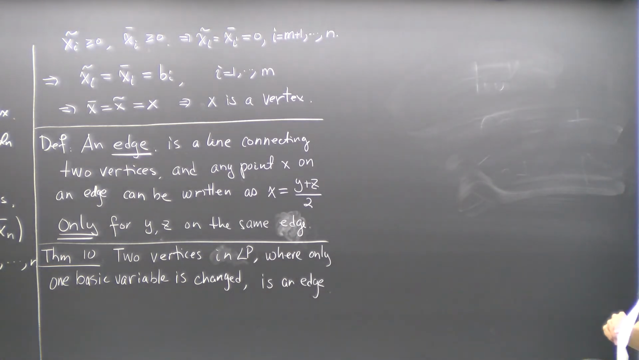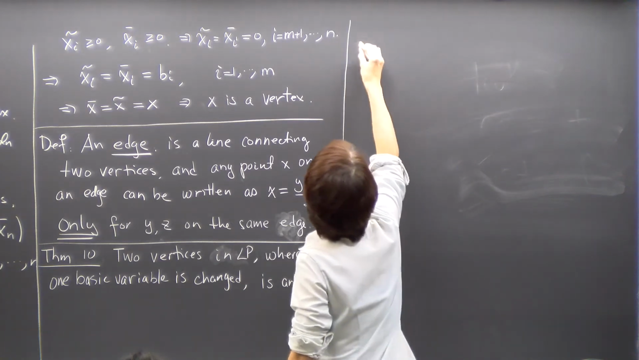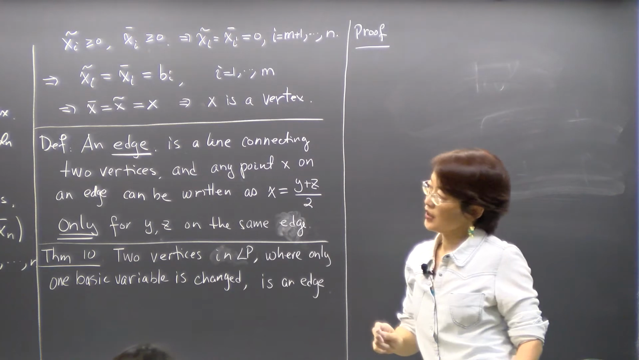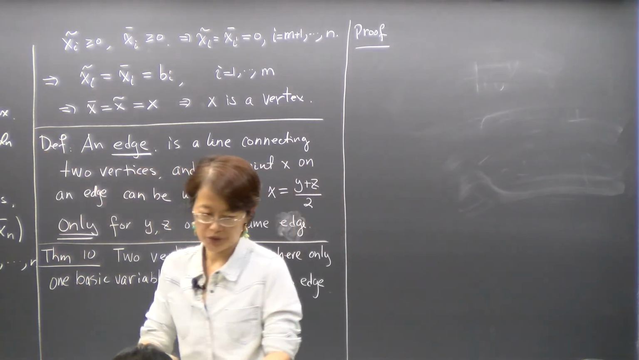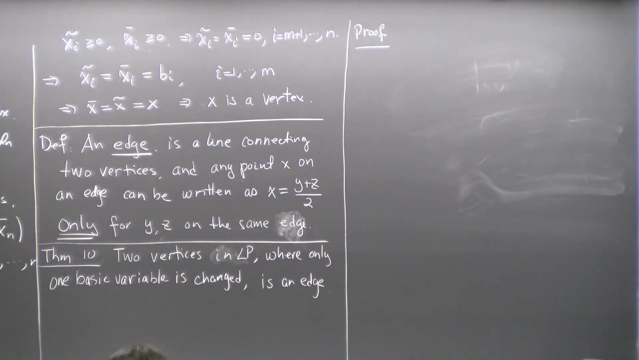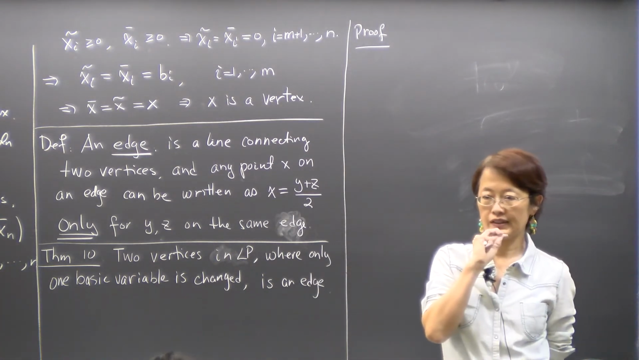That's understood. Is that clear what I'm claiming? I want to show we are going along edges. Okay. Let's try to prove it. It's pretty similar to the proof in Theorem 9, where we showed it's a vertex. Okay, so we want to show that this is an edge per definition.